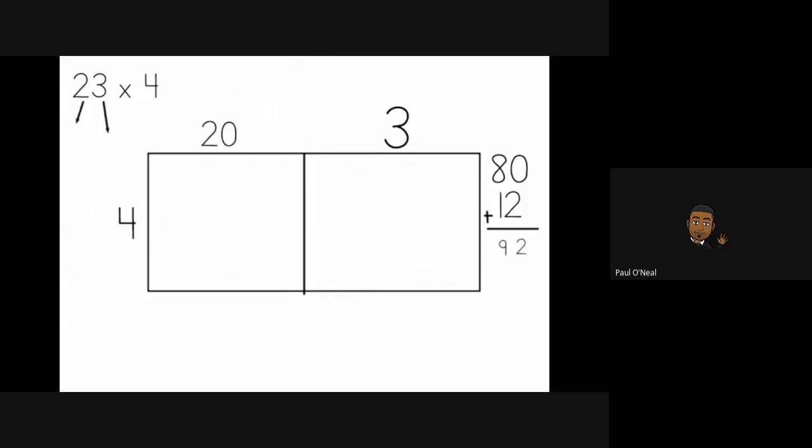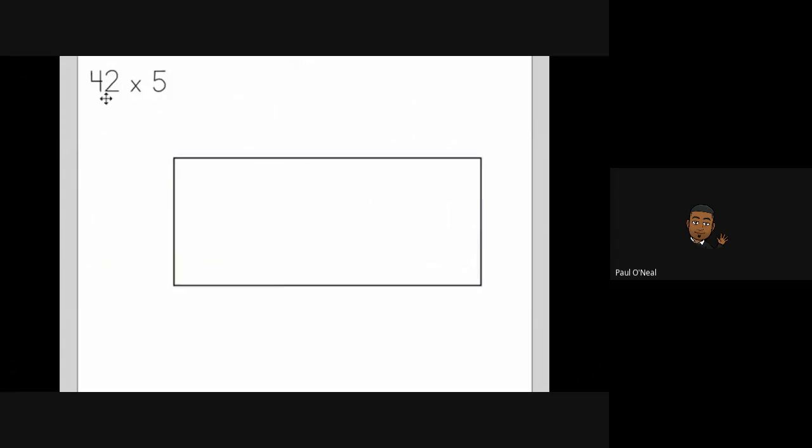Let's try the next one. All right, here we go. We have 42. So I'll go ahead and divide the box in half. And I want you to take a moment right now to think of what 2 numbers 42 expands out to be. You said 40 and 2. You're right. And we can just keep the 5 on the side.